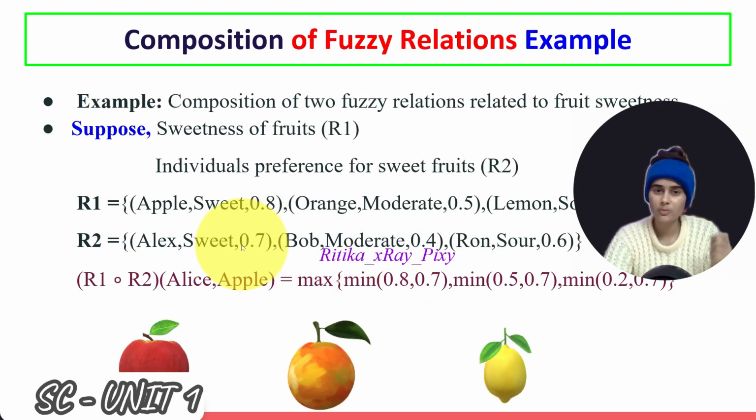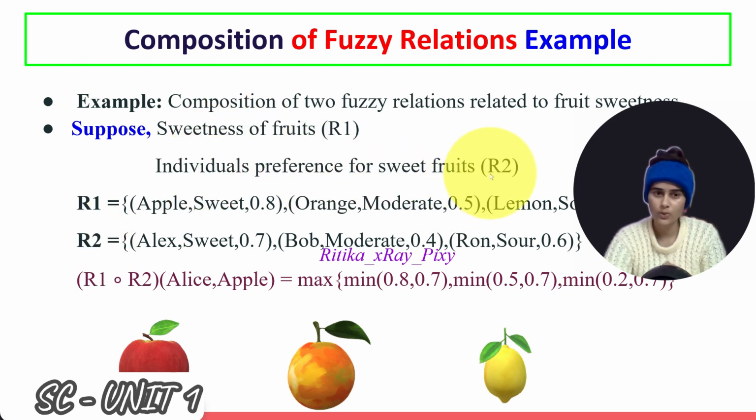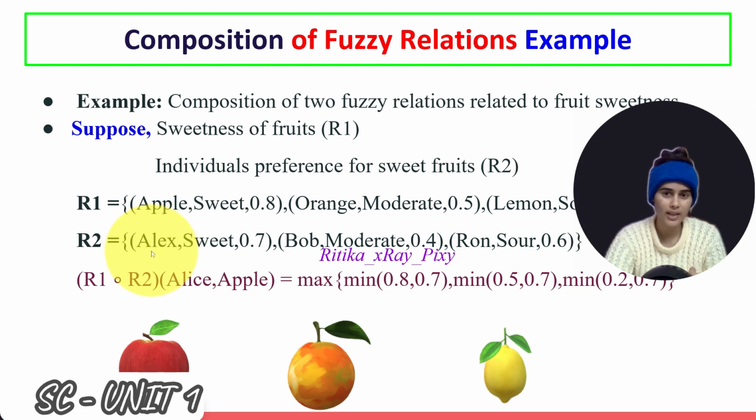Now we'll consider the composition of two fuzzy relations related to fruit sweetness. The first relation is the sweetness of fruits, and the second relation is an individual's preference for sweet fruits. First relation R1: we have three fruits, apple, orange, lemon, then sweetness levels sweet, moderate, sour, then degrees of membership 0.8, 0.5 and 0.2. The second relation is R2, which represents the individual's preference for sweet fruits. We have three individuals: Alex, Bob and Ron.